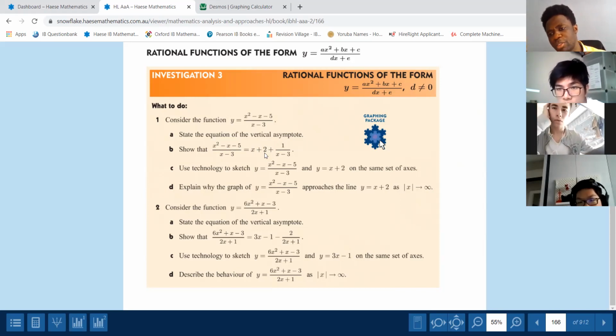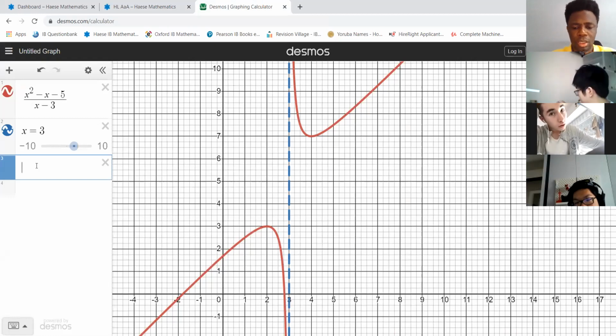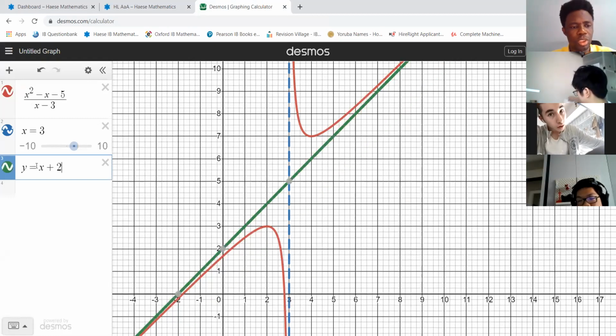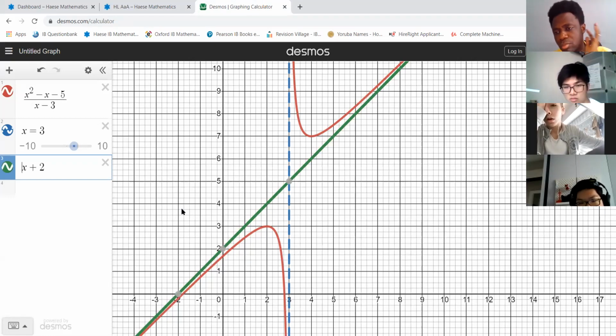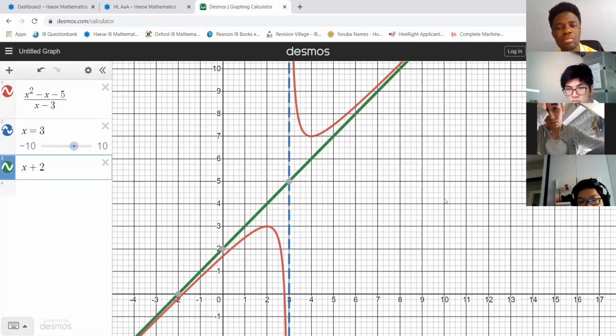Do you remember division of polynomial? You divide x by the first term, you multiply everything, you subtract. Remember when we did polynomial long division? We will review it again if you have forgotten. So that's what we're going to use to do this. So let's plot y equals x plus 2. You don't have to put y equals, just say x plus 2. Now, explain why the graph of this approaches x plus 2 as x tends to infinity. What do you say?